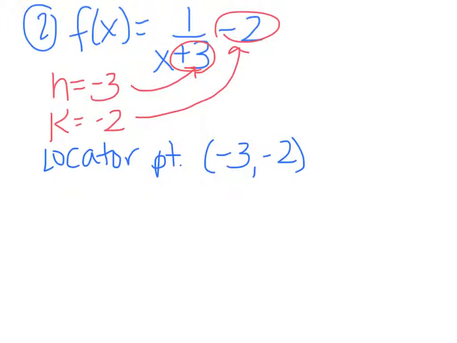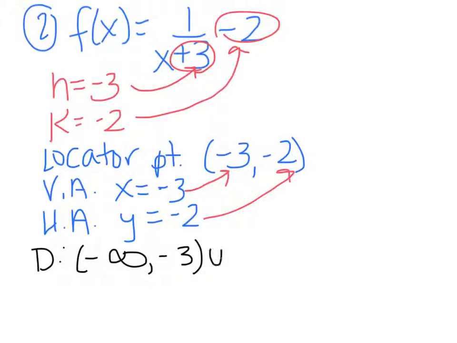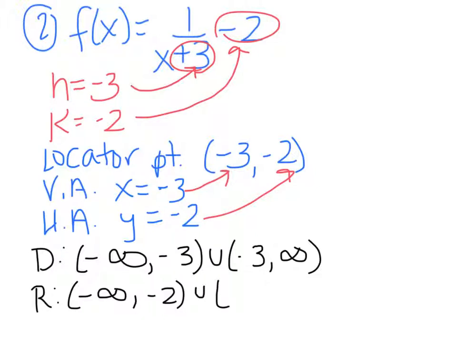And so I found my vertical asymptote and my horizontal asymptote. To abbreviate, VA for vertical asymptote, x equals negative 3. Abbreviate horizontal asymptote with HA, y equals negative 2. And again, I'm getting these numbers from here. And then our domain is going to be negative infinity to our h, which is negative 3, close the parenthesis, with our union symbol, and then pick up at negative 3 to infinity. And then our range, negative infinity to negative 2, which is the horizontal asymptote, the union symbol, and then negative 2 to infinity. So once you know that h and that k, you can find your domain, your range, and both asymptotes.